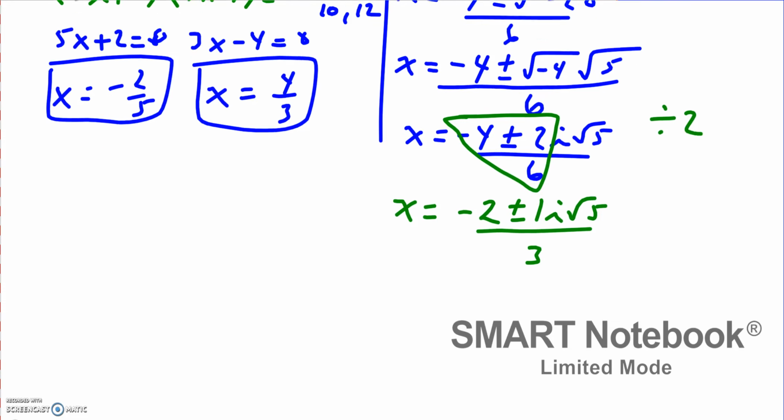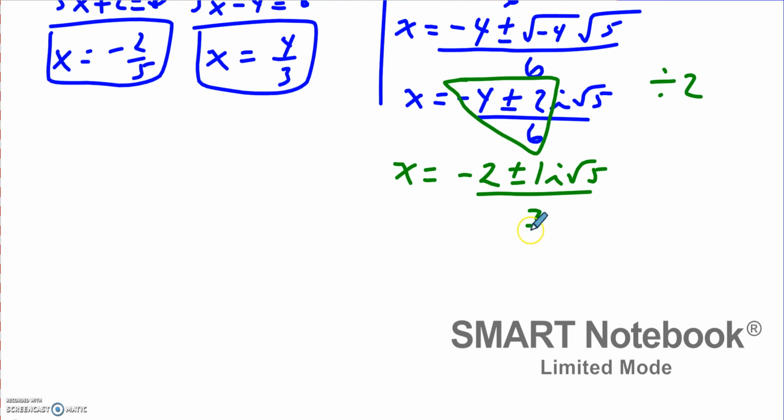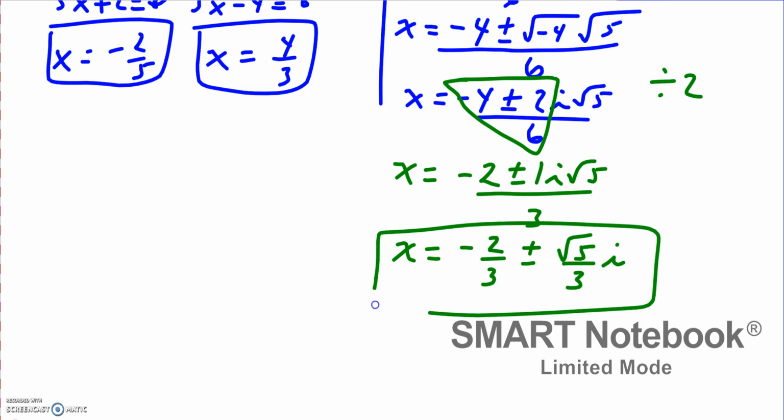Now, if we want this answer to actually be in complex form with a plus bi, we should write these separately. So the final answer would look like this. Negative 2/3 plus or minus, we don't really need to write 1i, so you could either write i root 5 over 3, or you could write root 5 over 3 i. So this is the real part of the number, and this is the imaginary part of the number. This has to do with section 7.8, which was the most recent one, and the formatting of a plus bi. Technically, your answer should look like this.